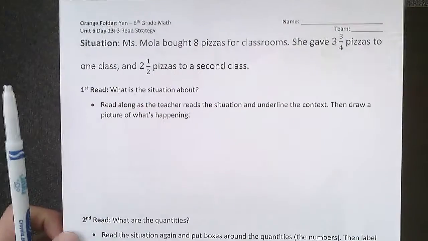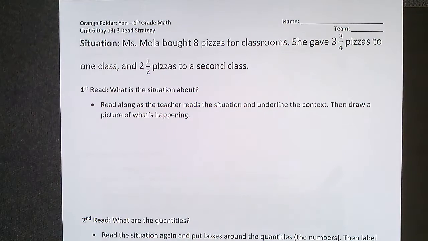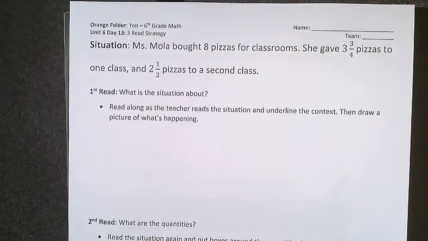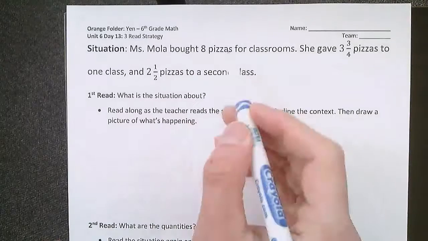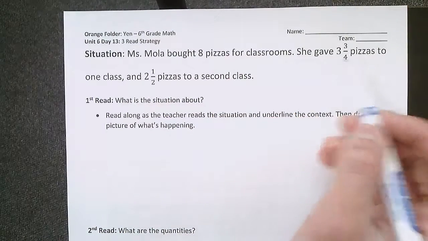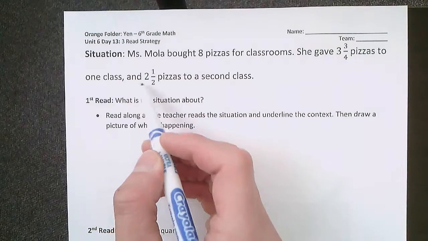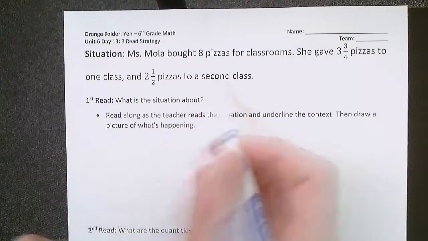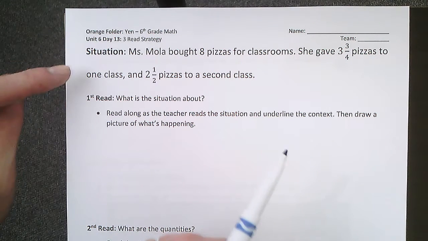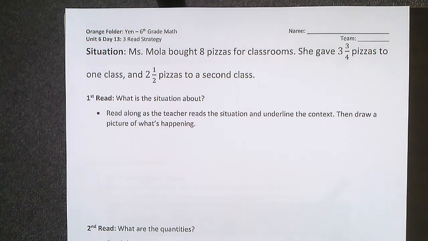And let's do one more together. But this one I want you to do more on your own. So let's start the first read. What is the situation about? I'm going to read the situation aloud, and as I do, you can start to underline. Miss Mola bought 8 pizzas for classrooms. She gave 3 3/4 pizzas to one class and 2 1/2 pizzas to a second class. Go ahead and underline the situation, underlining what's happening.